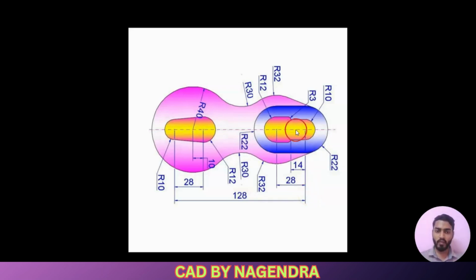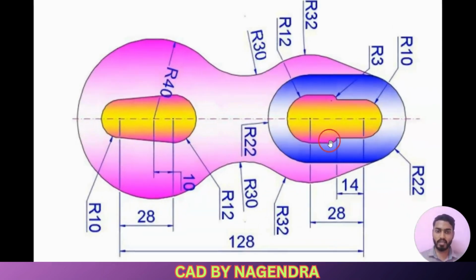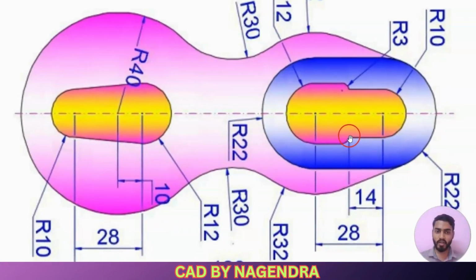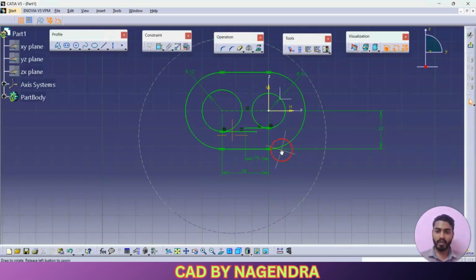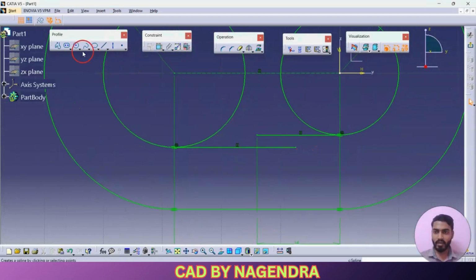Then next to that we are having one small curvature here with radius of 3. As you can see here, the radius 3 curve is starting from this point and is tangent only to this line. Now let me create that profile here. For that we are having the 3-point arc. That curve should start exactly from here to here in this direction. It should be tangent to that.